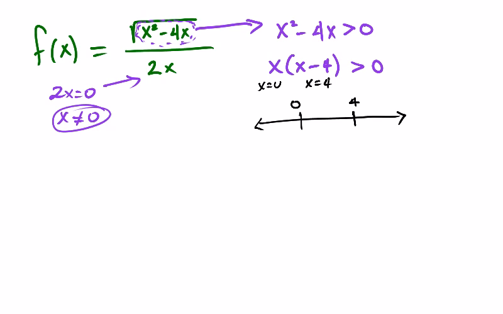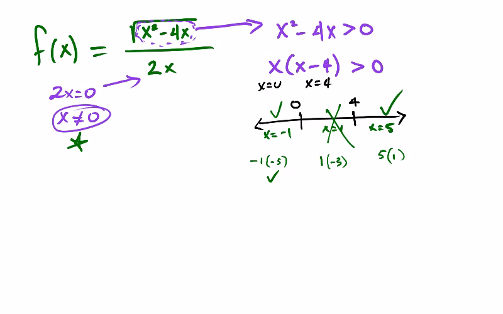The intervals can be tested by x equals -1, x equals 1, and x equals 5. We're going to plug those in and see if they make the inequality true. When I plug in -1, I get -1 times -5, which is +5, so that works. Yes, good. When I plug in 1, I get 1 times -3, which is -3. That's bad. And when I plug in 5, I get 5 times 1, which is +5, so that's good too. So I don't want x to equal 0.